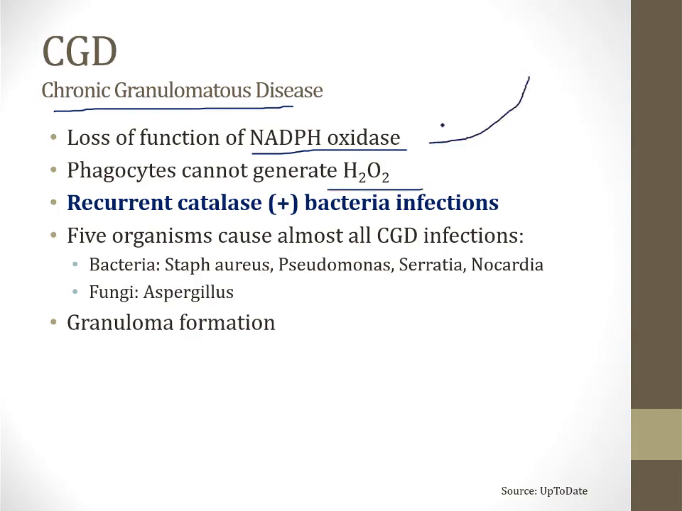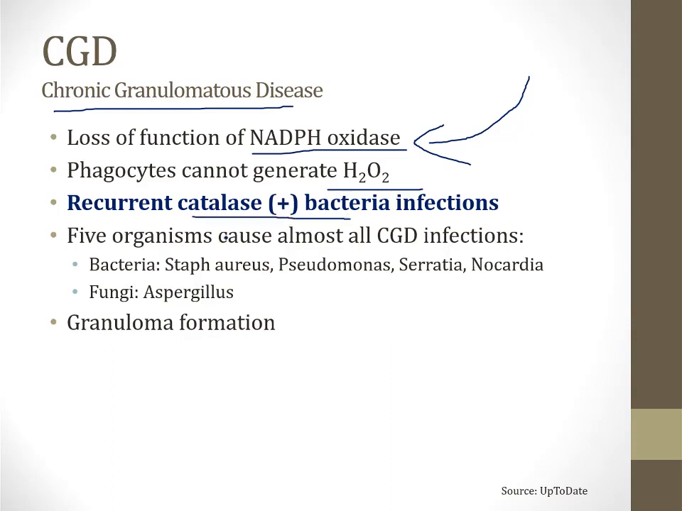I talk about this in more detail in the video on free radicals. In that video, I explained how NADPH oxidase is important for the respiratory burst inside of macrophages. The consequence of not being able to generate hydrogen peroxide is that patients who have this disorder develop recurrent infections, specifically recurrent infections with catalase-positive bacteria.